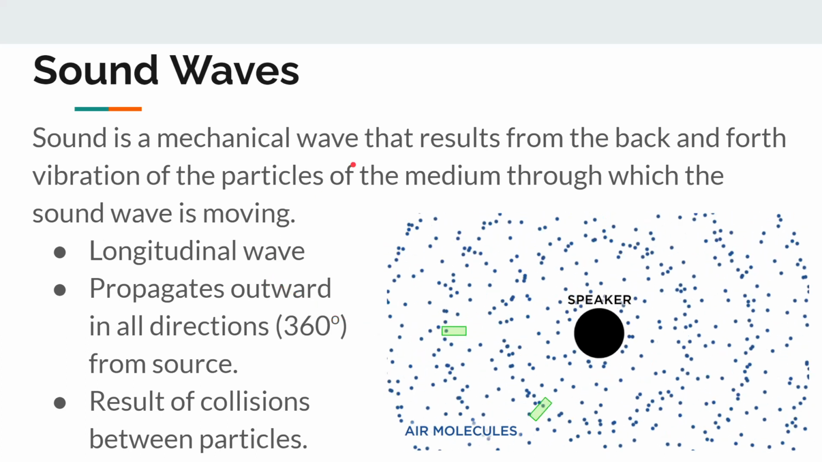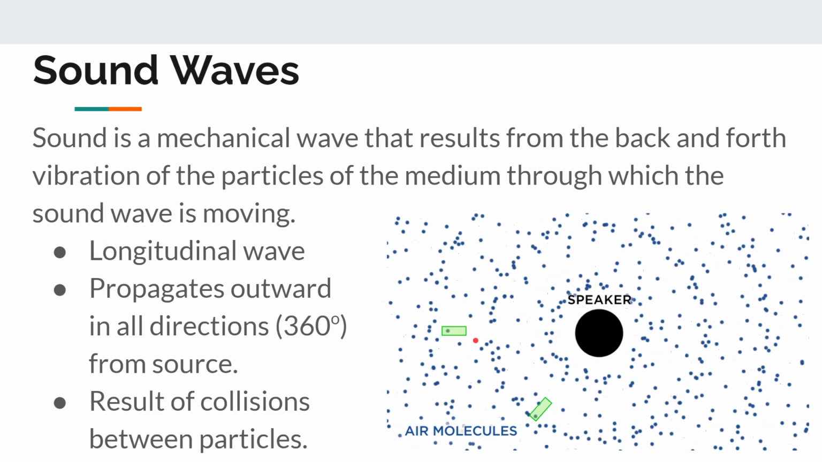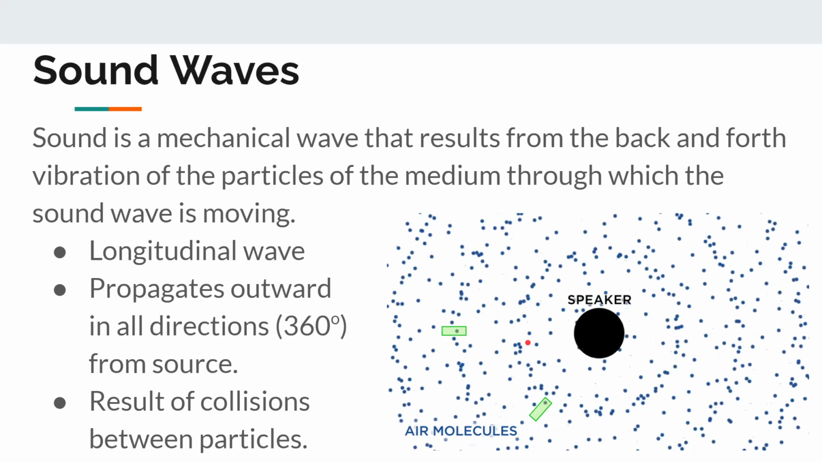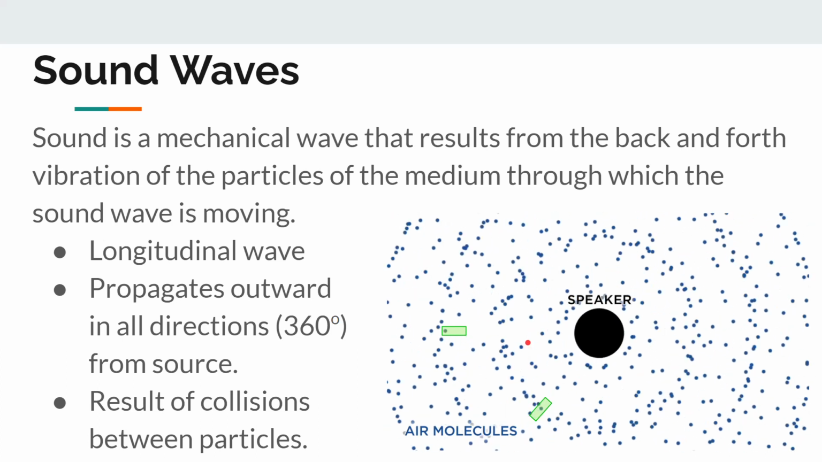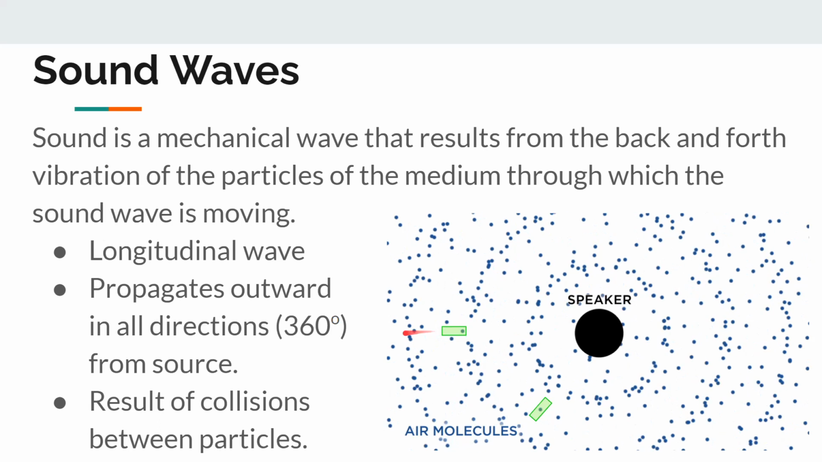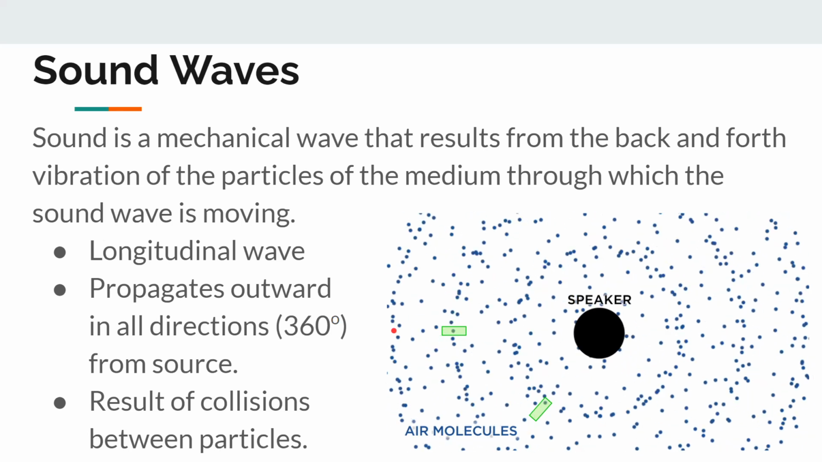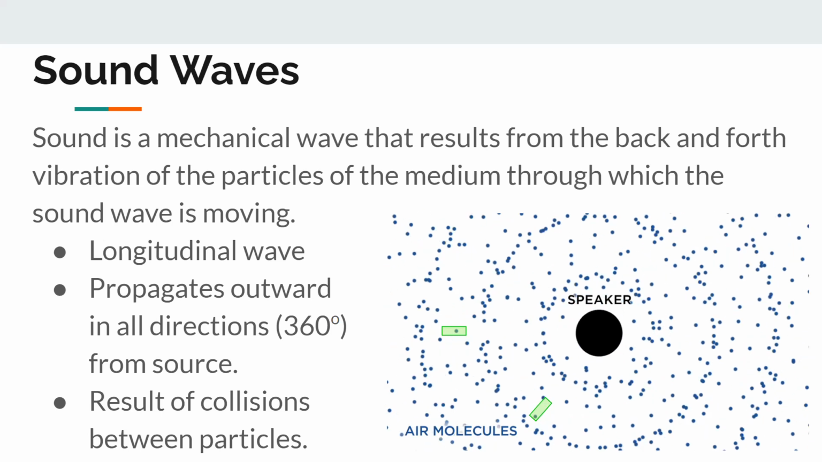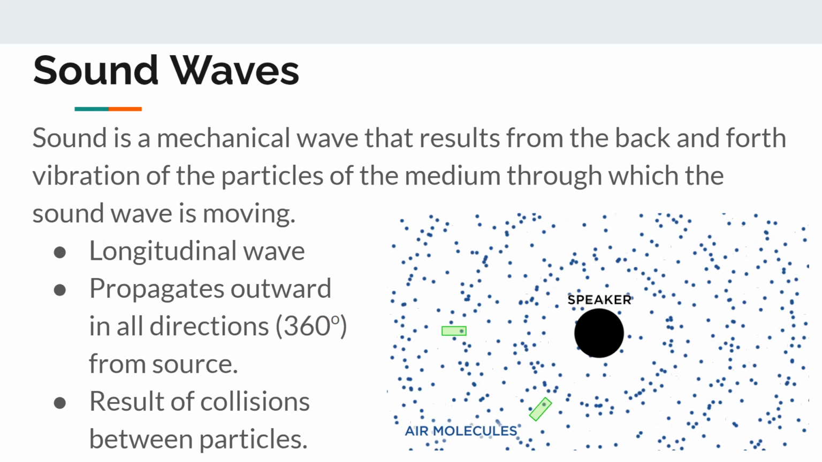Again, if you pick any one of these particles, and I've highlighted two different air molecules here, you can see it's just back and forth motion. The wave's propagating, in the case of this one right here, to the left, but the particles aren't moving. So the particles aren't transferred, the matter isn't transferred by the wave, it's just the energy that's transferred. We talked about it kind of like a domino effect, transfer of energy.